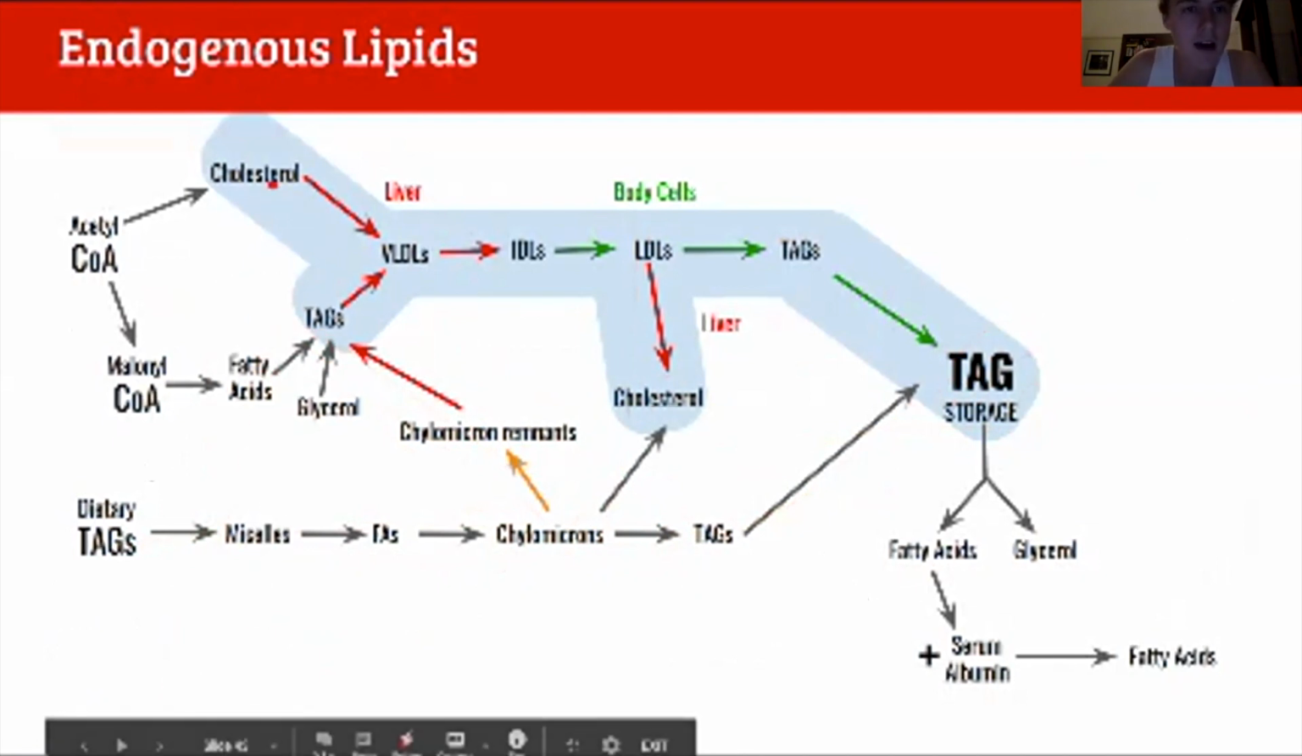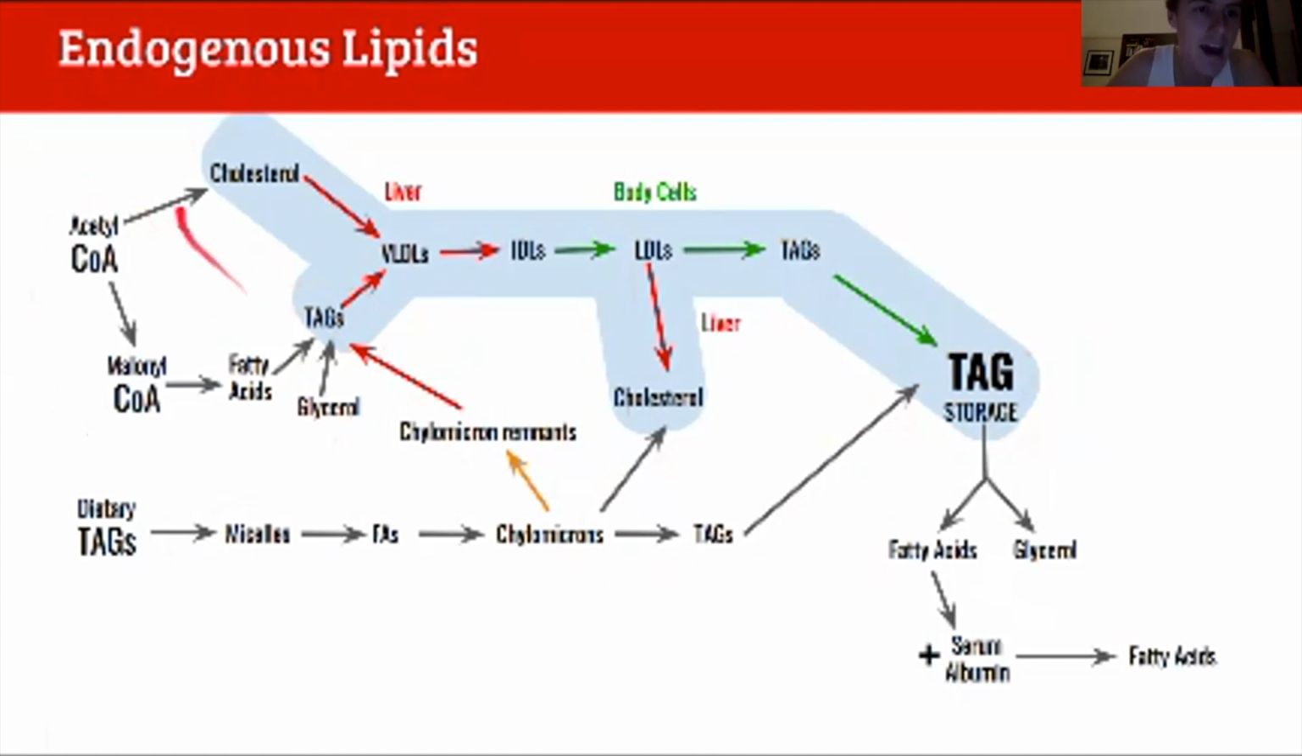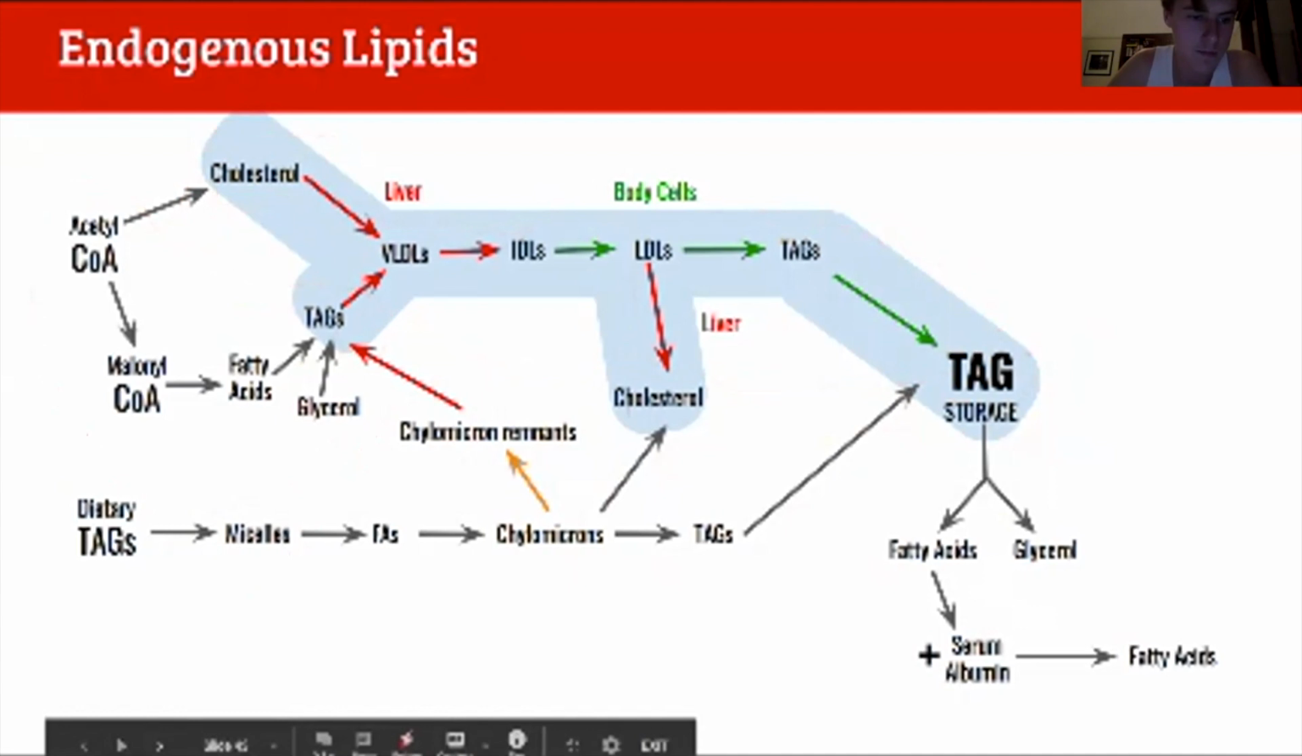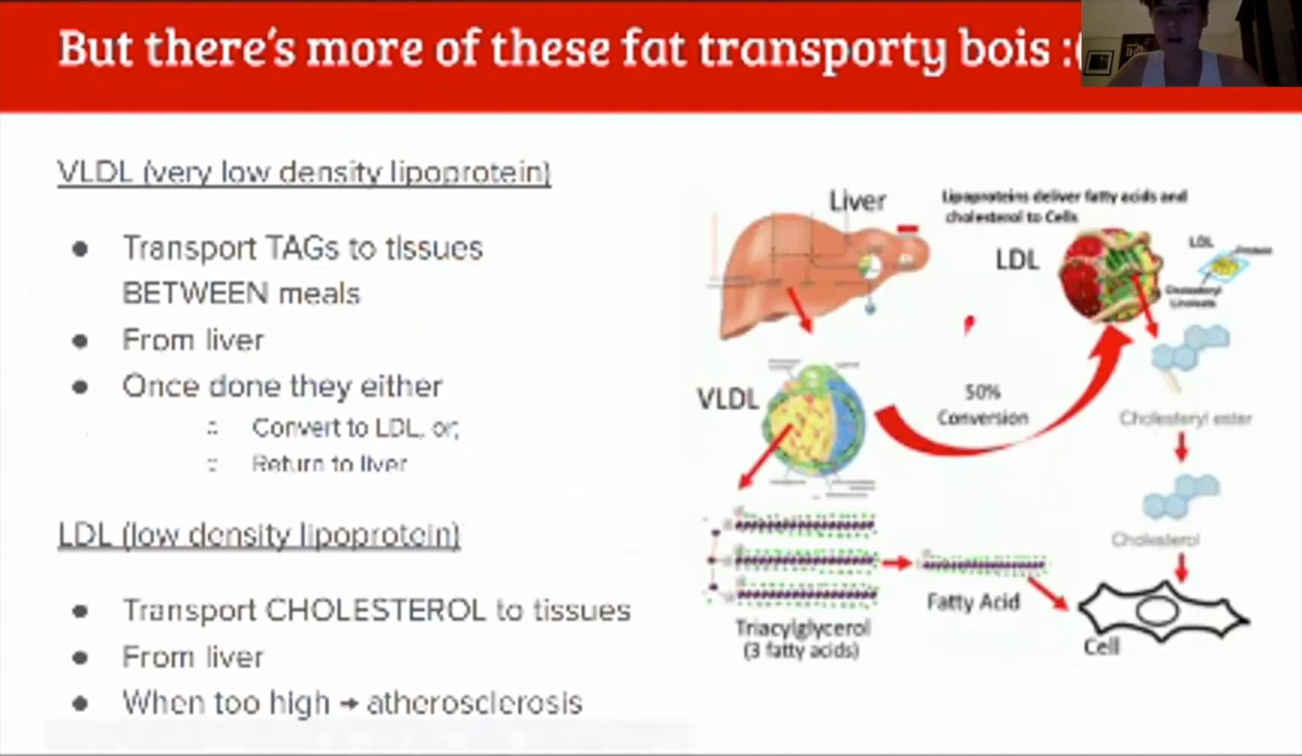Now we're going to learn about how do the tags that we make and the cholesterol that we make in our body, how do they end up in storage? So what's happening, right, is we have these VLDLs which are produced by the liver. Now you might be wondering, why do we need VLDLs? Okay, perhaps I'll explain a bit more what they do first. They transport tags, triacylglycerides, to tissues, but that's exactly the same as what chylomicrons do. They transport tags to tissues, right? Well, the difference is that these guys come from the liver and they're released in between meals.